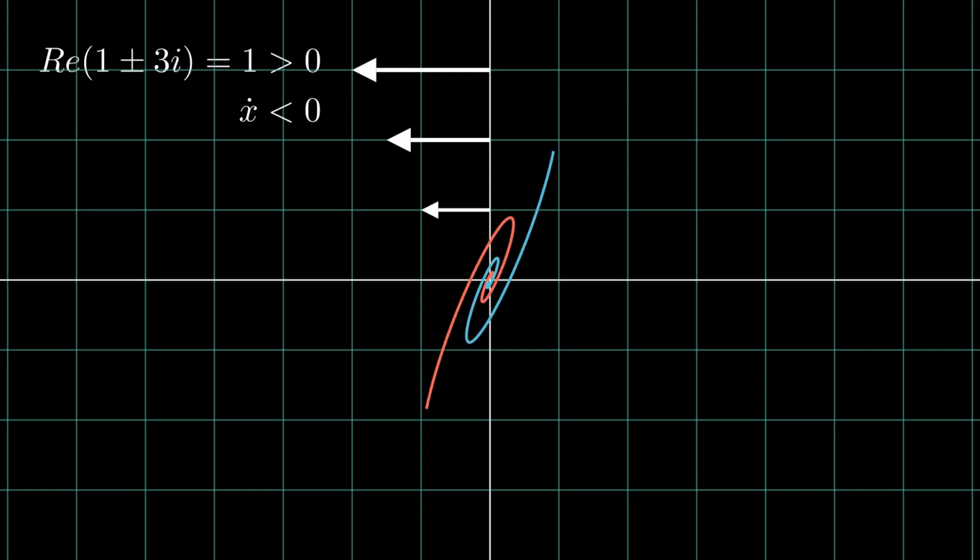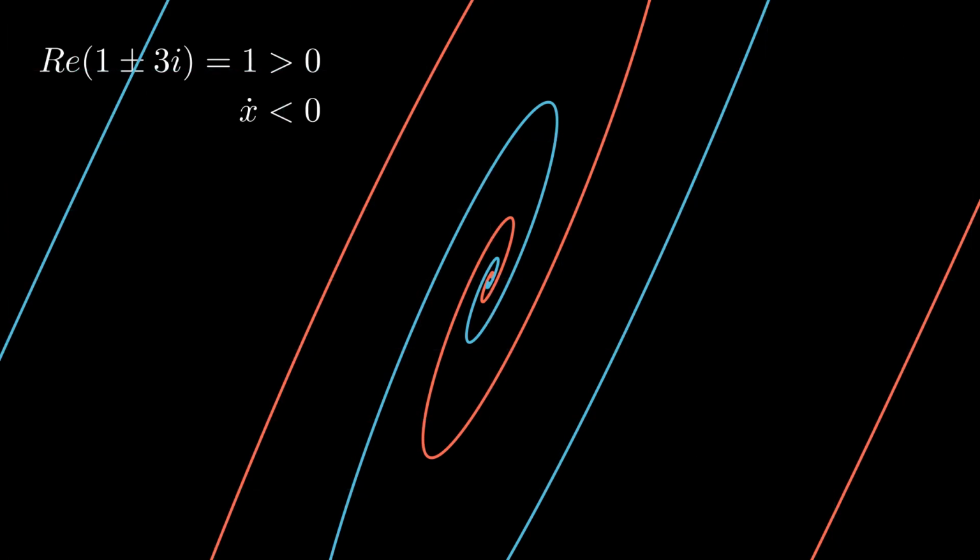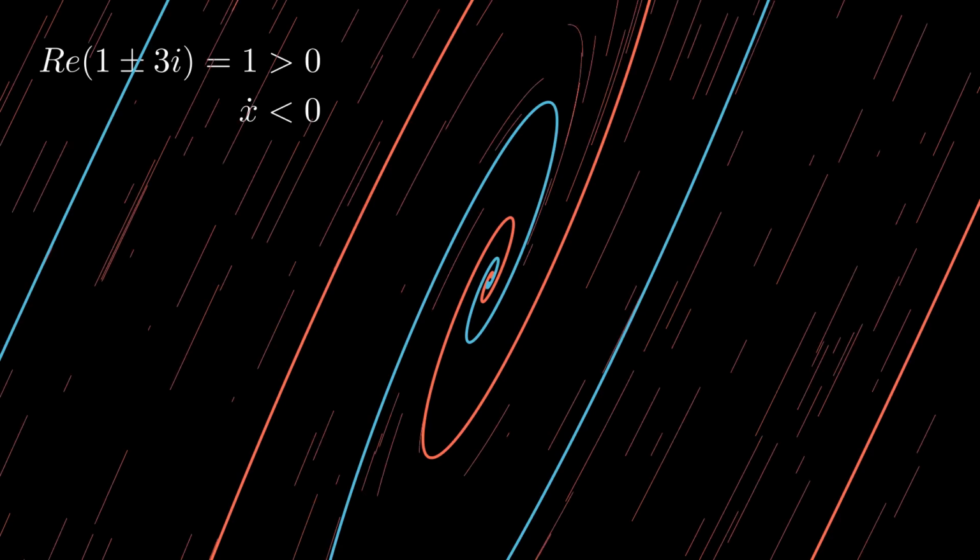This information, together with the positive real part of the eigenvalue, suggests that the phase portrait will spiral away from the unstable origin in a counterclockwise fashion.